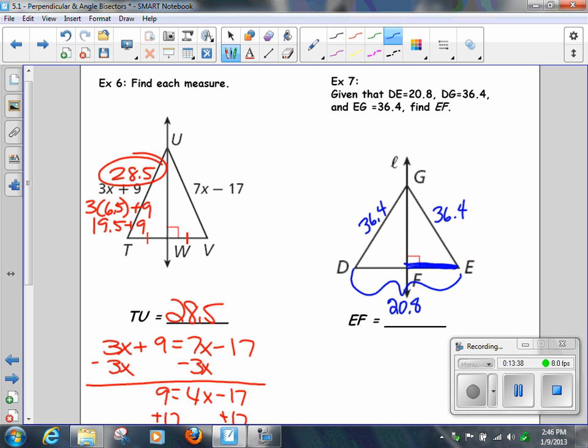Say it again, Maddie. Just take 20.8 and divide by 2. I can't hear 35 of you talking at the same time. Maddie, how'd you know to do that?